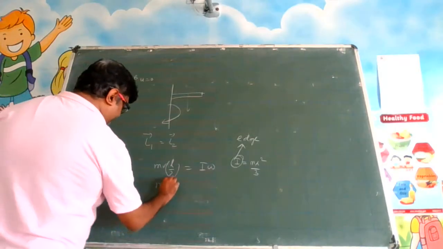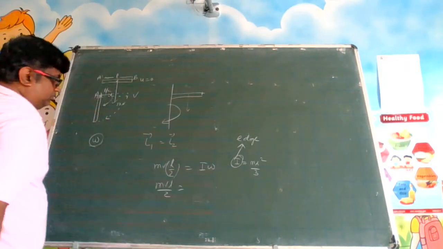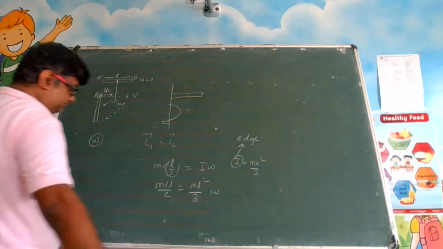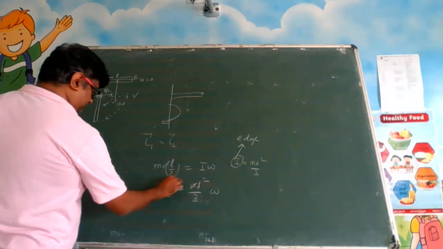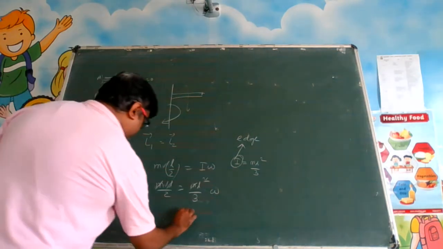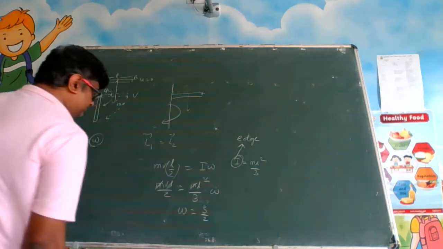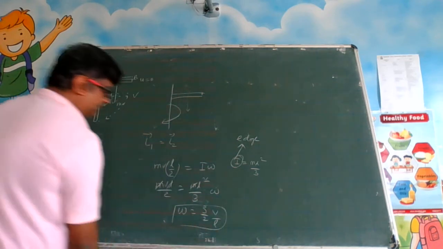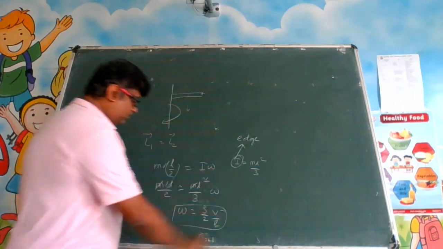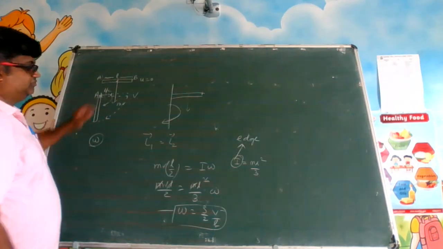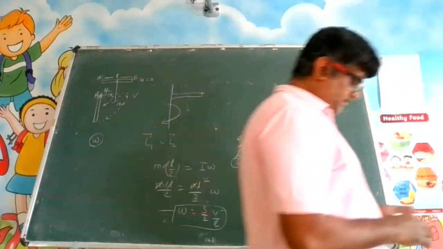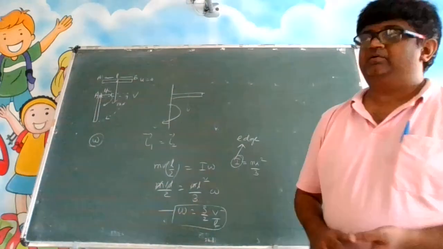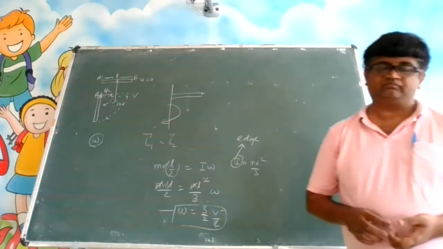So here it will be mvL by 2 is equal to ml square by 3 into omega. m cancels, one L cancels, omega is equal to 3 by 2 v upon L. This is the value of omega. If you know the speed and the length of the rod, you can find the angular speed. What is the condition we have applied? We have applied the condition that there is no external torque in the system, so your angular momentum is constant.